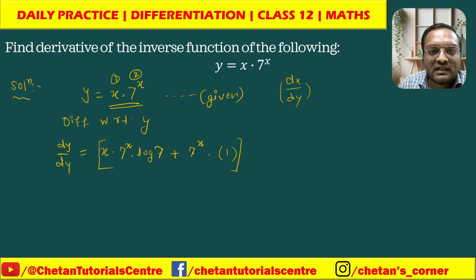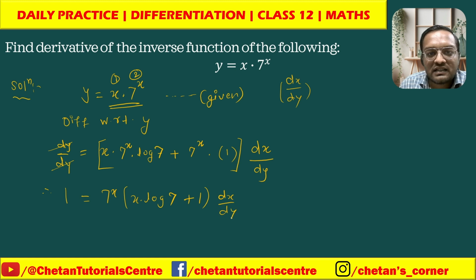Now after multiplying 7 raised to x with derivative of x, I will multiply this entire bracket with derivative of x with respect to y, that is dx by dy. Now I will simplify this further. So what I will get? This dy will get cancelled and it will give me 1. Here 7 raised to x is common. Then what I will get? X into log of 7 plus 1. And this dx by dy as it is.